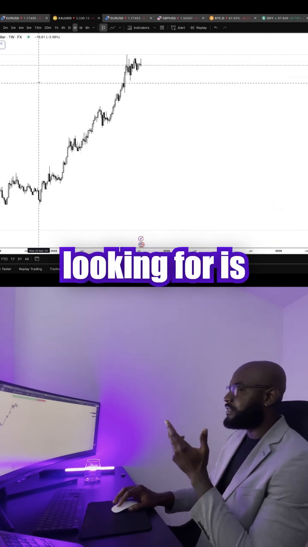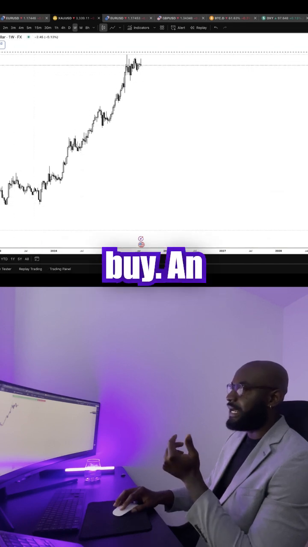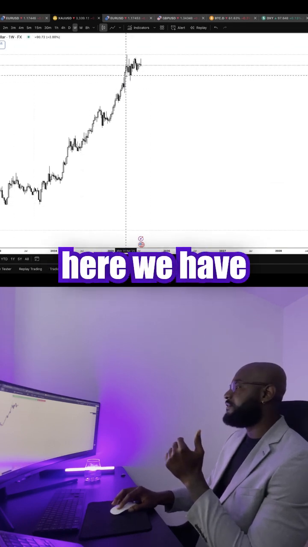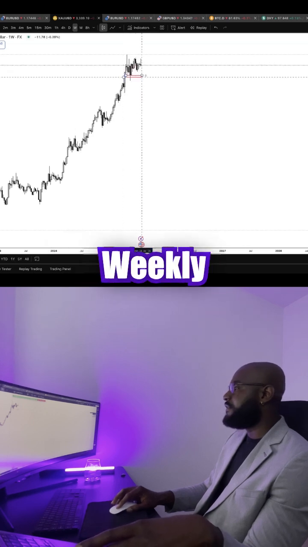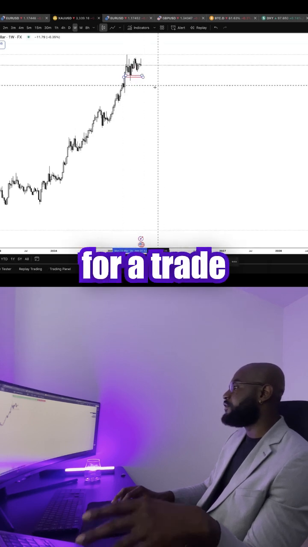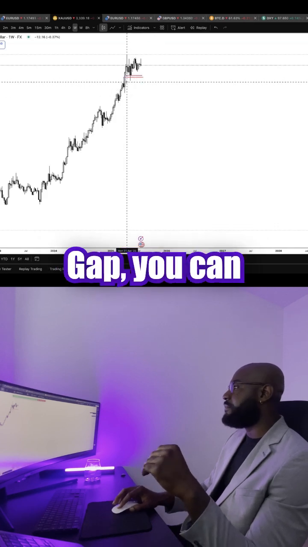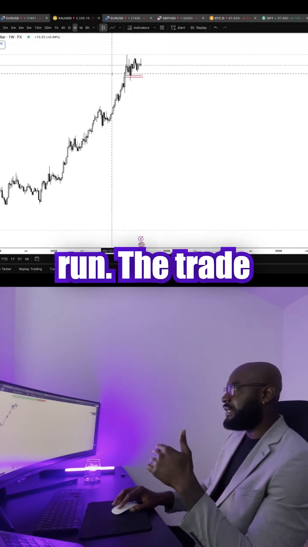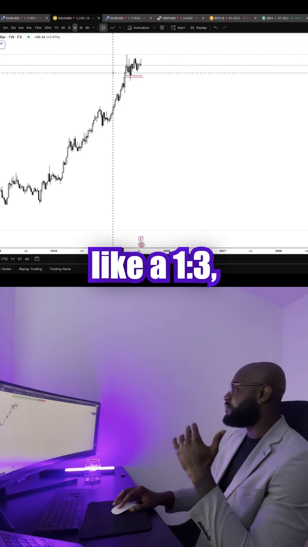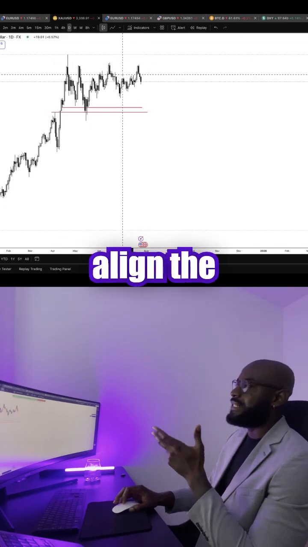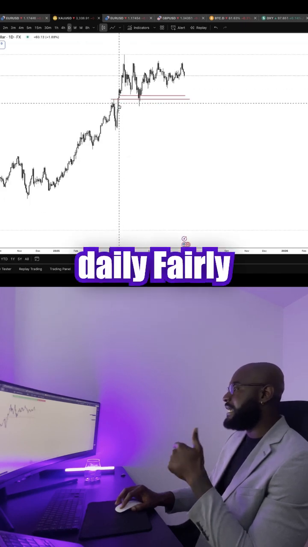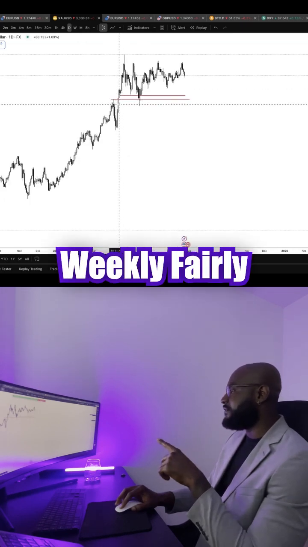All you're looking for is a point of interest where you want to buy. An example right here, we have this fair value gap. You mark the weekly fair value gap. That means if you're looking for a trade idea using the weekly fair value gap, you can let the trade run. The trade can run to like a 1:3, 1:5. The next thing, you go to the daily, you want to align the time frame. This is a daily fair value gap aligning with the weekly fair value gap.